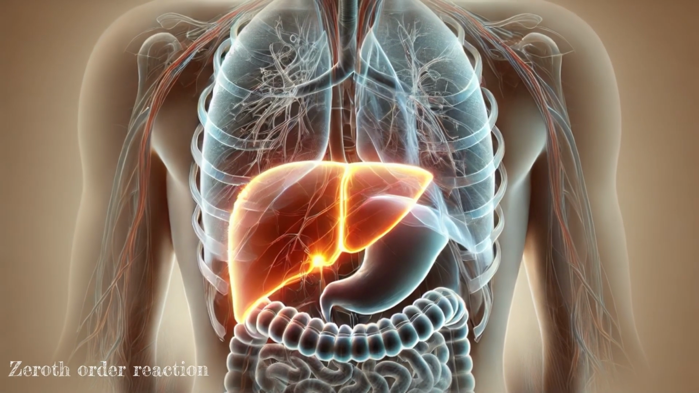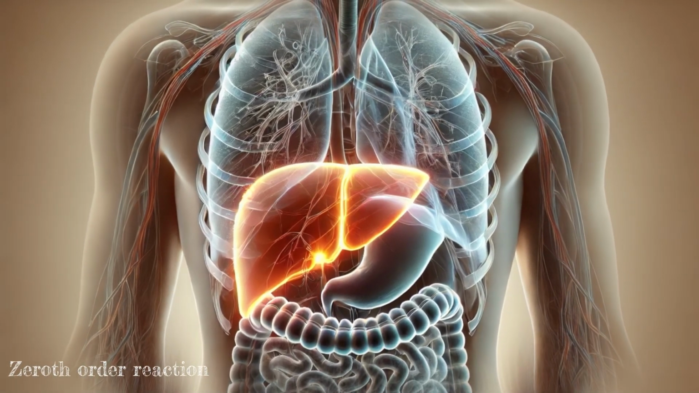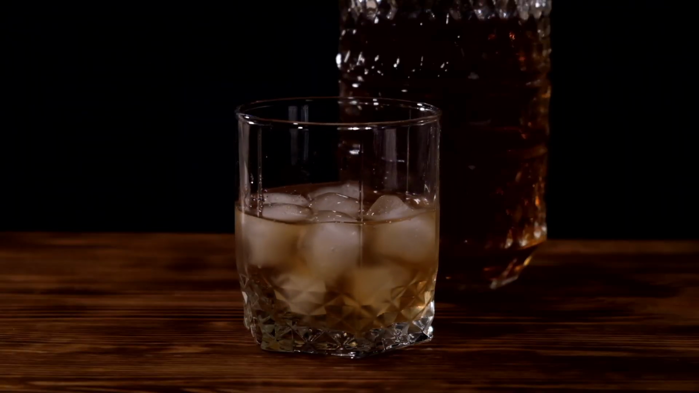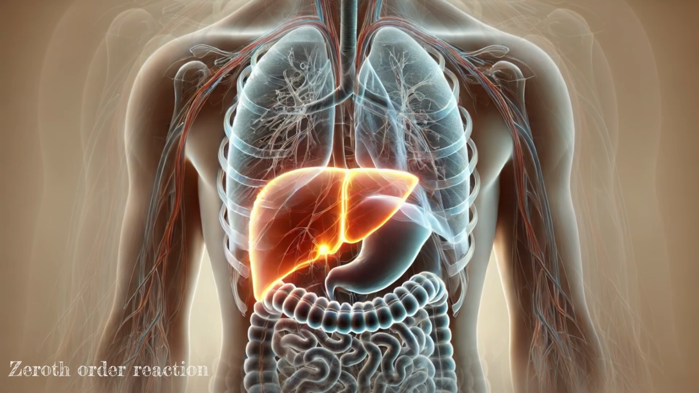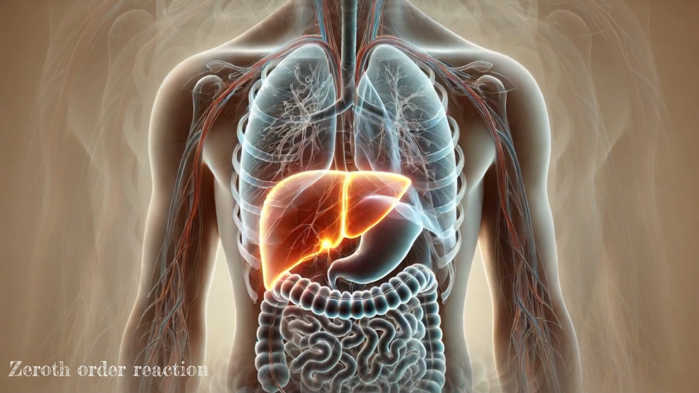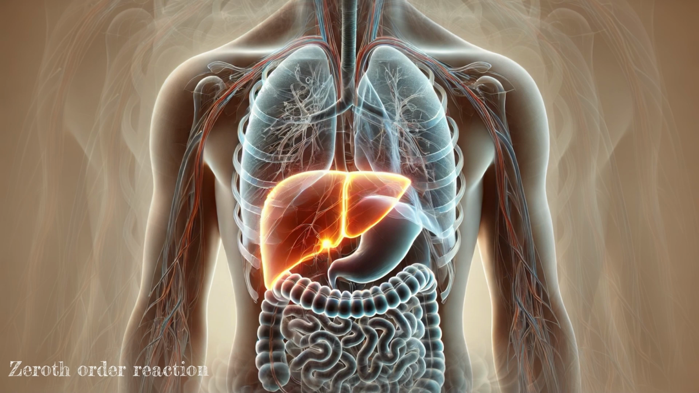One example of a zeroth order reaction is metabolism of alcohol in the liver. No matter the amount of alcohol consumed, the liver always metabolizes the alcohol at a constant speed.